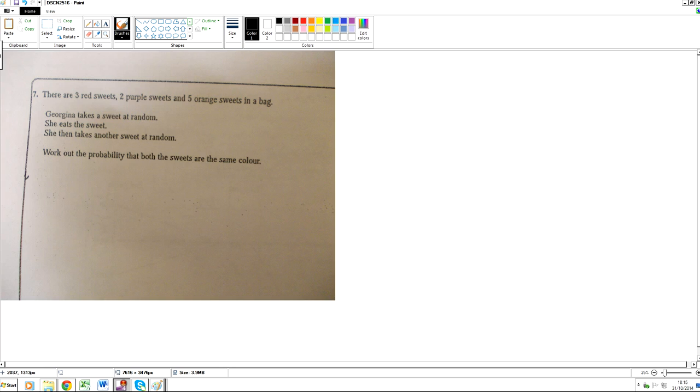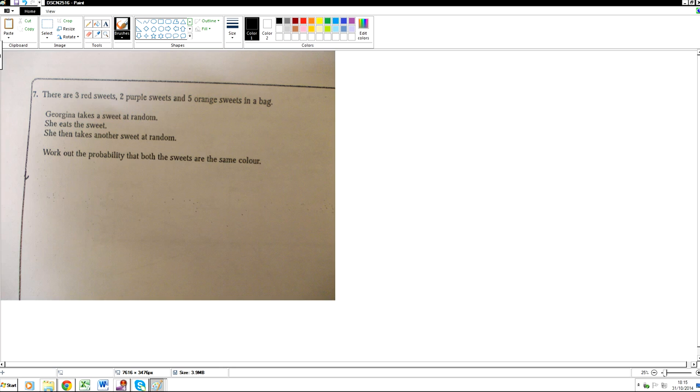Now, the key word here, let's get our brush ready. Brush size, medium. Okay, has anybody spotted the key word? The key word is she eats. Now, if you've eaten something, that means you haven't replaced it. Obviously, it's gone down your belly. You haven't put it back in the bag, unless you're doing some kind of vomiting afterwards or something. Okay, so we know this question is going to be without replacement.